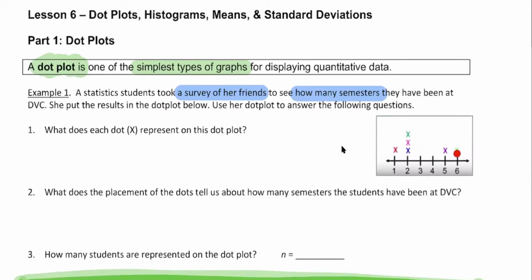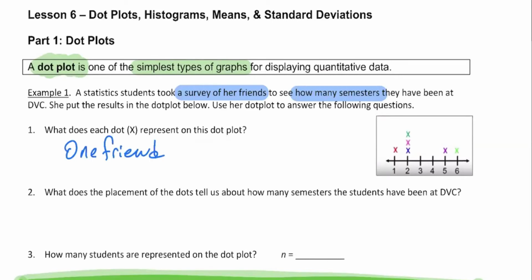So this dot plot you see is X's, which is fine. We usually use dots, but it's still considered a dot plot. So what does each dot or X represent in the dot plot? She surveyed her friends to see how many semesters they've been at DVC, and she put the results in this plot here. What does one X represent? So for example, what does this one dot here mean? Student or one of her friends. Exactly. So each X represents one friend.